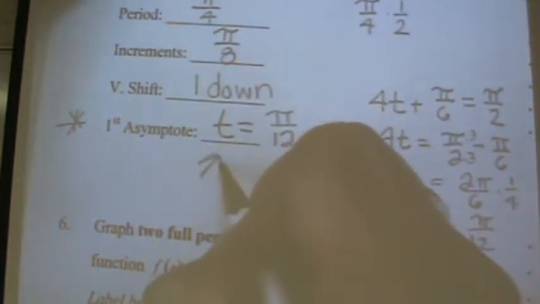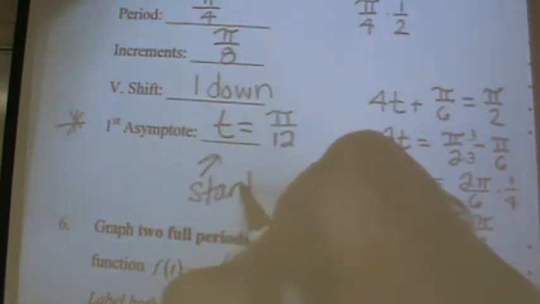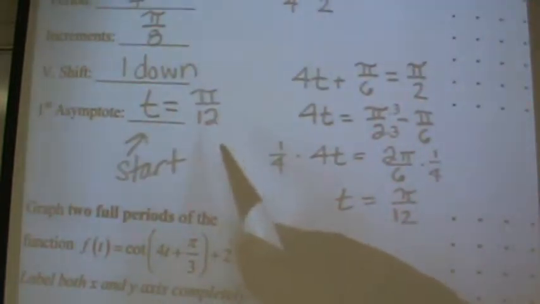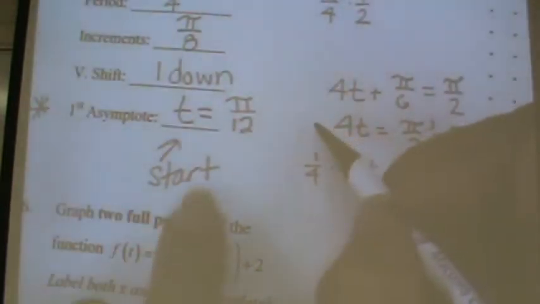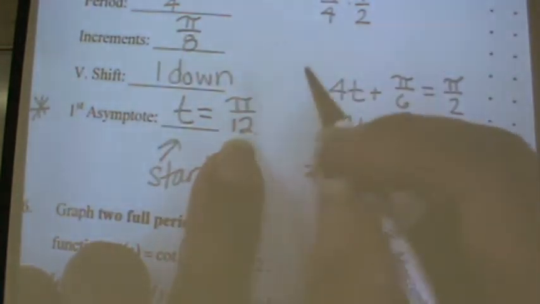This is your start position. And it's a positive pi over 12, not a negative. It's a positive pi over 12. Now the problem is the increments are a different denominator than that. So if you start adding by pi over 8, you're going to have trouble. So I would convert these two into the same denominator, which happens to be 24.